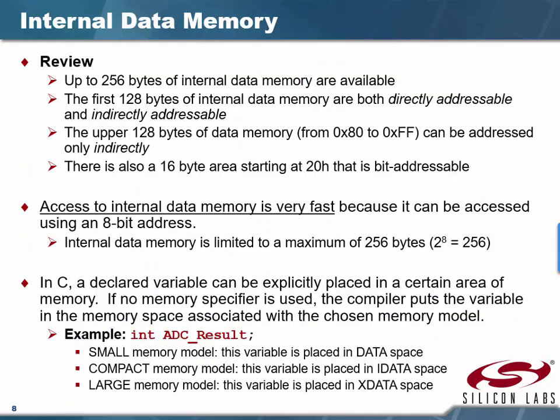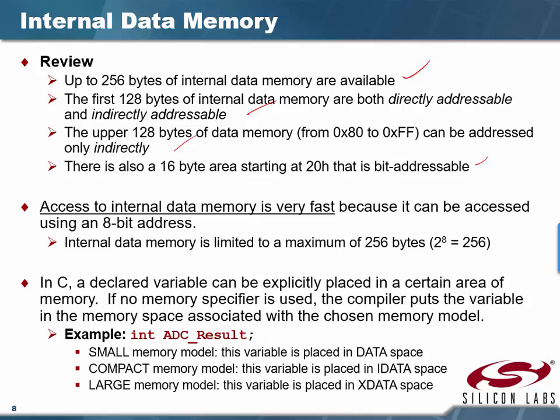So, review. Internal data memory has 256 bytes. The first 128 bytes can be addressed both directly and indirectly. The upper 128 bytes can only be addressed indirectly. And then there's a 16-byte area. So this is just kind of where things are.